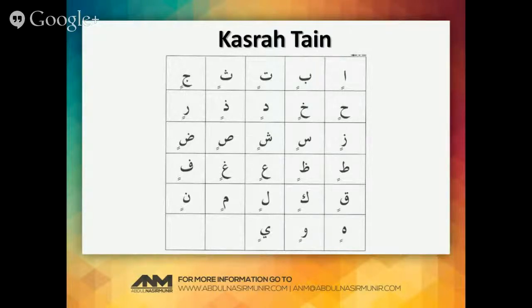Okay, we have kasratain now. I'll read them to you again, but as you can see from alif to ya, there is no alif attached afterwards. The alif only gets attached if there's a fathatain. So let's do this together.